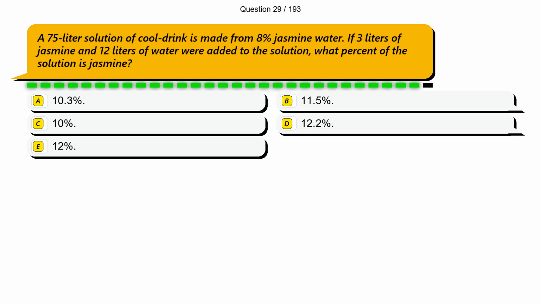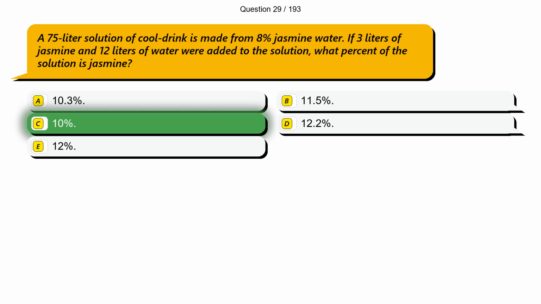Question 29. A 75-liter solution of cool drink is made from 8% jasmine water. If 3 liters of jasmine and 12 liters of water were added to the solution, what percent of the solution is jasmine? Option A, 10.3%. Option B, 11.5%. Option C, 10%. Option D, 12.2%. Option E, 12%.